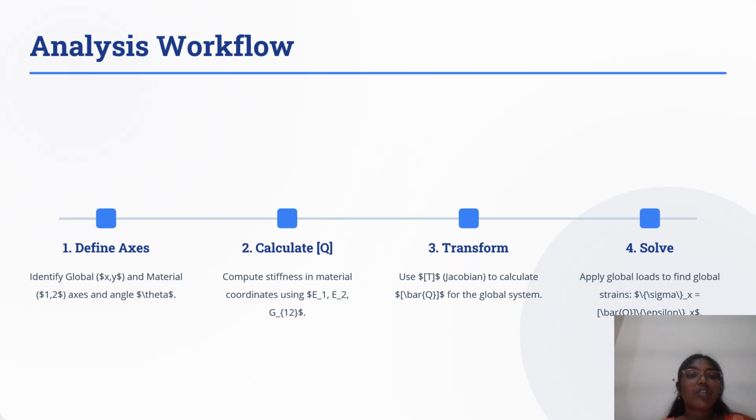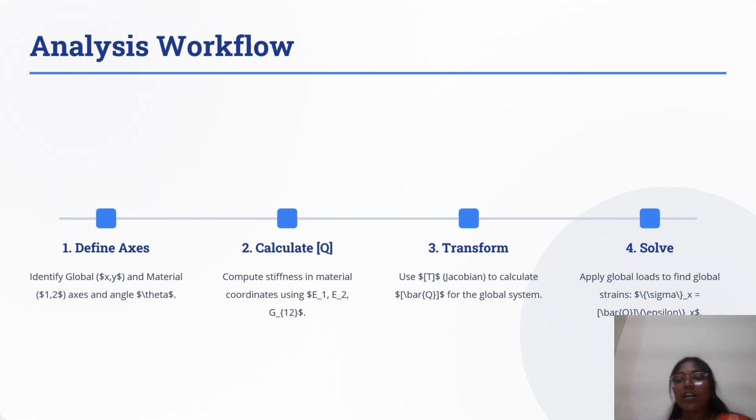Analysis workflow. Define axis, calculate Q, transform and solve. First, define axis. Identify global X, Y and material 1, 2 axis and angle theta. Then calculate: compute stiffness in material coordinates using E1, E2, G12. Then transform: use the T Jacobian to calculate Q bar for the global system. Solve: apply global loads to find global strains.